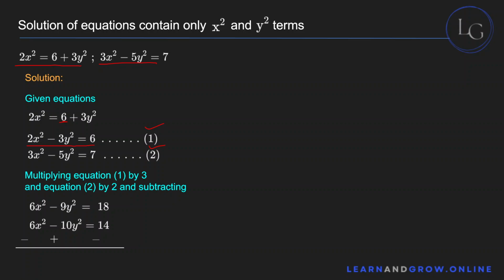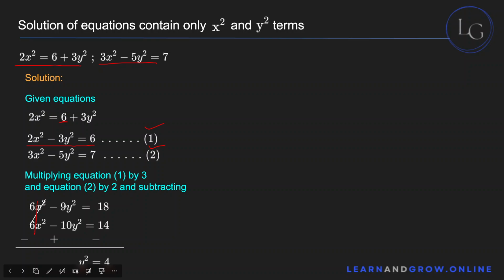So 6x square subtract 6x square, and this becomes 0. So this cancels out. This minus 10y square becomes plus 10y square because this minus sign is multiplied with a minus sign since it's being subtracted. So this now becomes minus 9y square plus 10y square. So this becomes y square over here. And this becomes 18 minus 14, and that becomes 4.